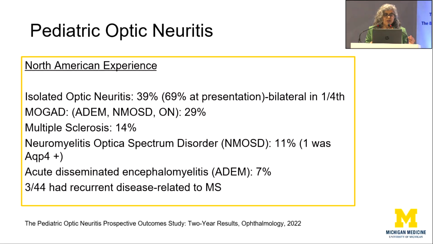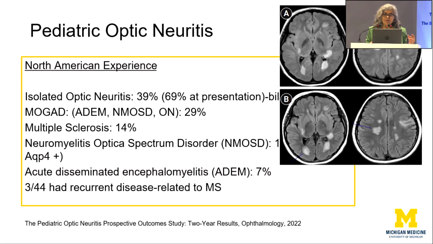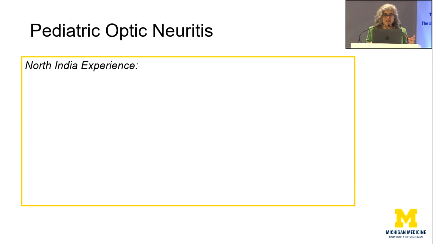Only 3 out of these 44 patients, as they were followed for 2 years, developed recurrence, and all of these were related to multiple sclerosis. They were not MOG disease. And this is ADEM, where you get these bigger white hyperintensities rather than MS.